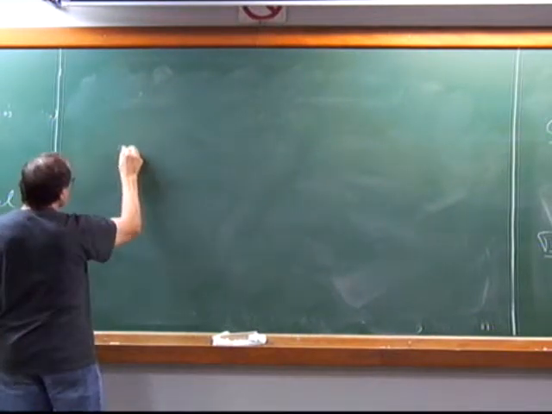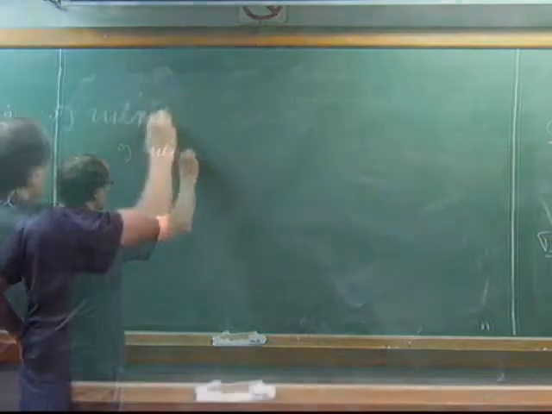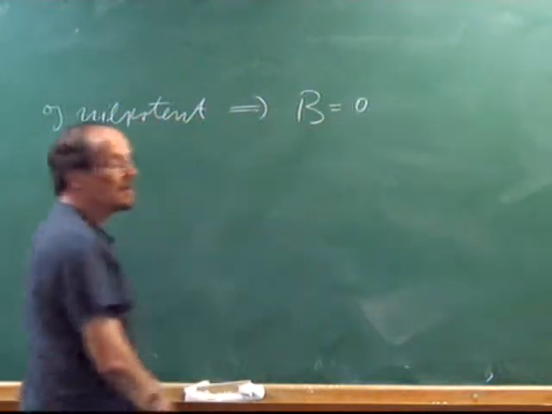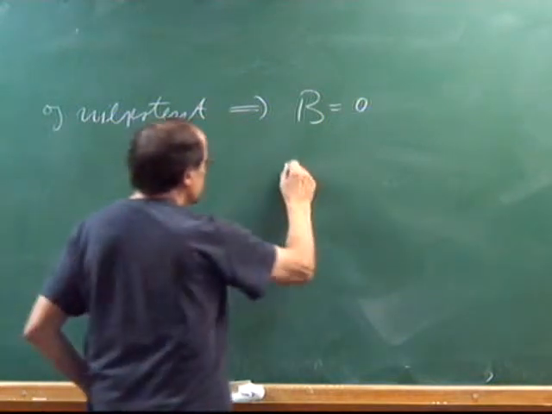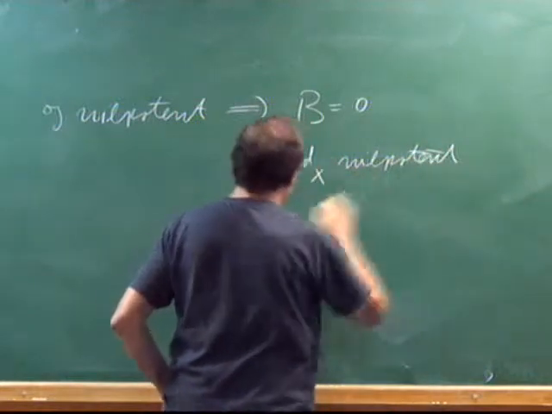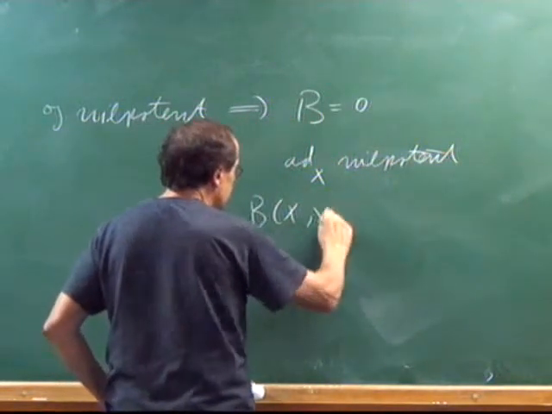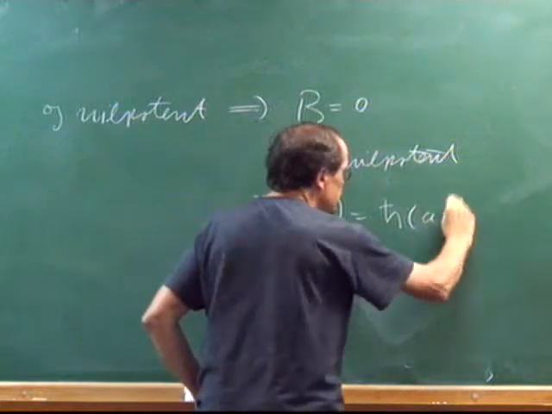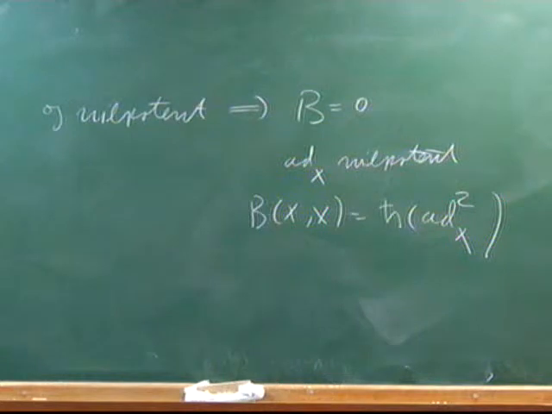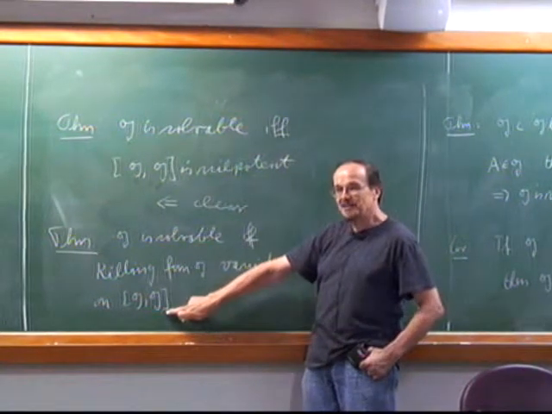Let me just make a few comments. Notice that when G is nilpotent, that implies the Killing form is 0. That's because ad x was nilpotent, and B(x, x) was the trace of ad x squared. So ad x squared is nilpotent, and the trace of a nilpotent matrix is 0. So certainly for a nilpotent Lie algebra, the Killing form is dead 0. So one direction follows from here. If G is solvable, this one is nilpotent, which means the Killing form vanishes on here.